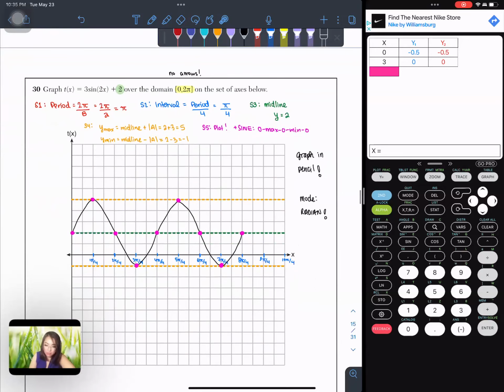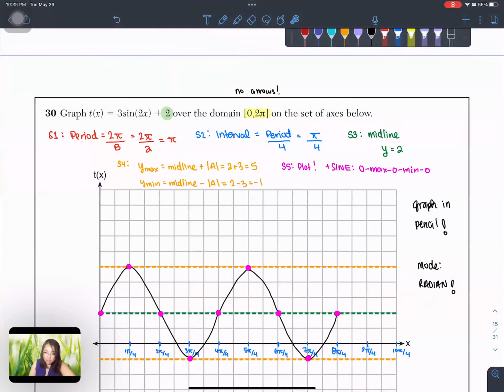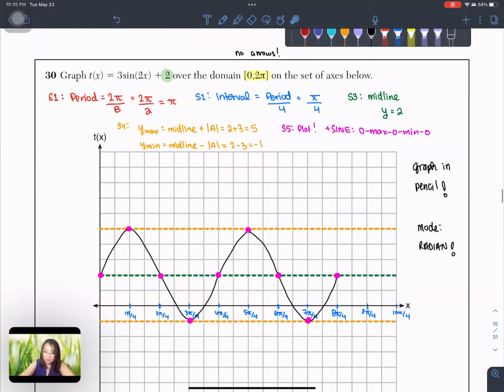You don't have to show your check. I can't stress this enough. Please don't put arrows because they have a domain here. So this is the midline. I wrote the steps and how I thought of drawing it. That might make it a little easier for you guys.